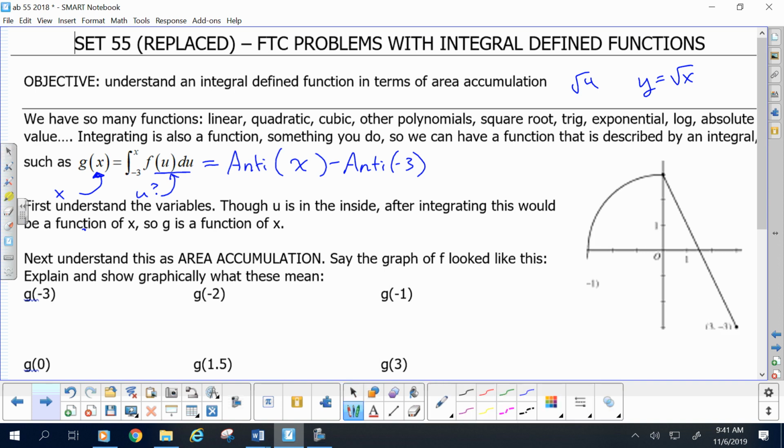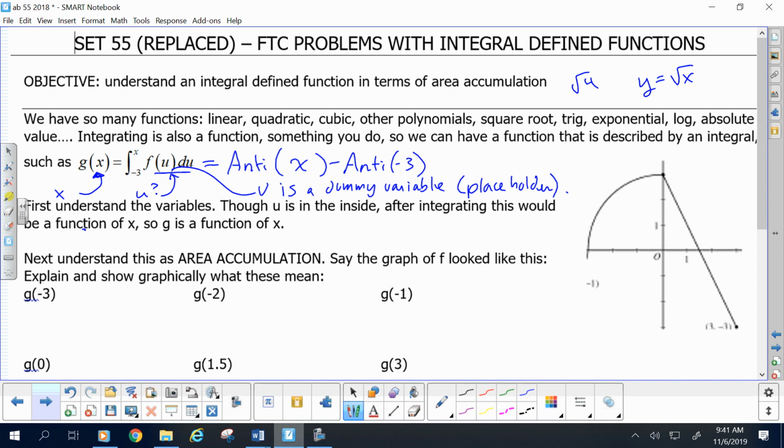U is called a dummy variable. It is a placeholder, if you will. It is just meant to hold a place for x until x goes in after the antiderivative is performed. You with me? Yep. All right, cool.